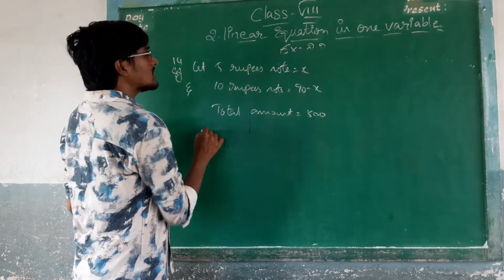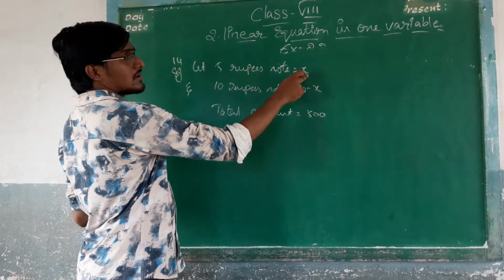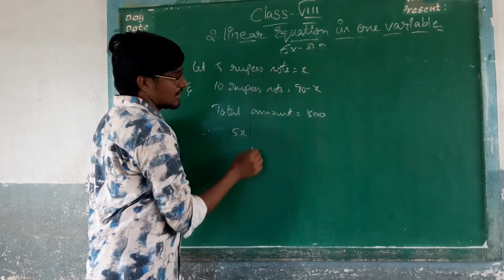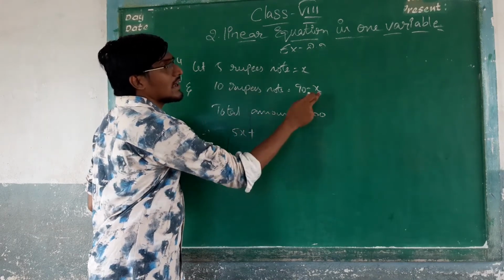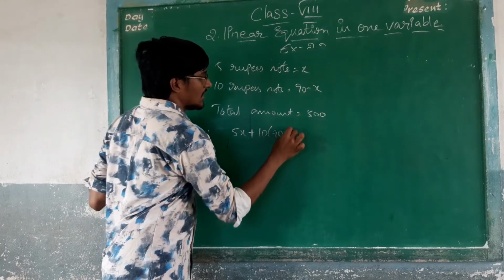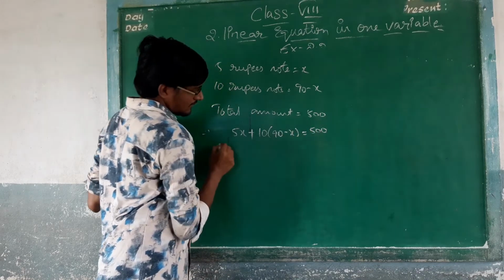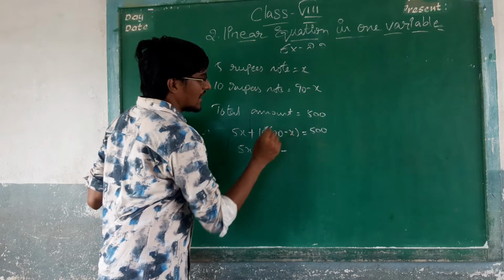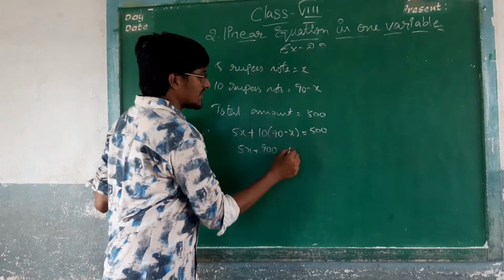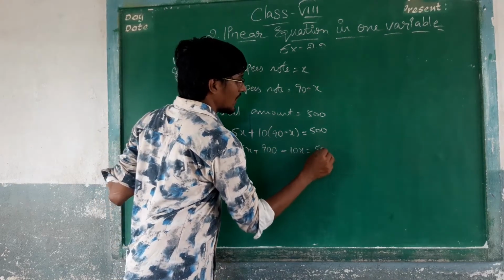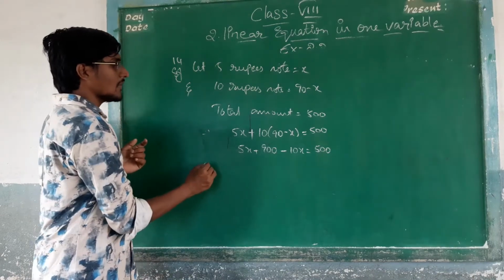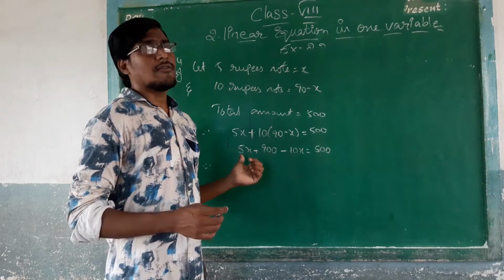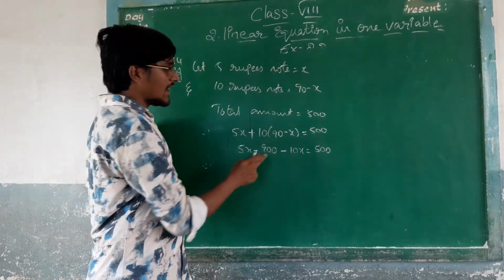Okay. So the total amount means the 5 rupees notes, how many? x. 5 into x, 5x plus 10 rupees notes, 10 into 90 minus x, equal to 500. So that implies 5x plus 10 into 90, 900, minus 10 into x, minus 10x equal to 500. So we have here plus 5 and here minus 10. One plus, one minus means we have to subtract: 10 minus 5 is 5. The highest value is minus.